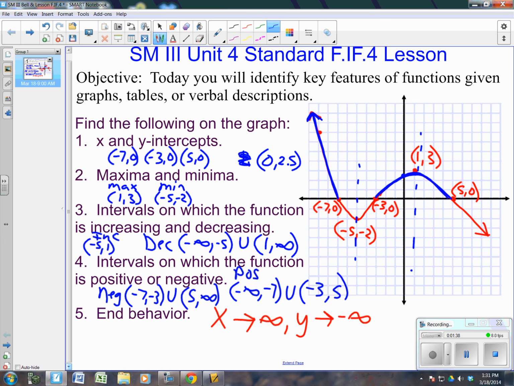Okay, before some of those guys left, we talked about the end behavior. The end behavior as x approaches infinity. That means as x goes to the right, my y value is going down, right? So as x goes to the right forever, to infinity, y is going down forever.